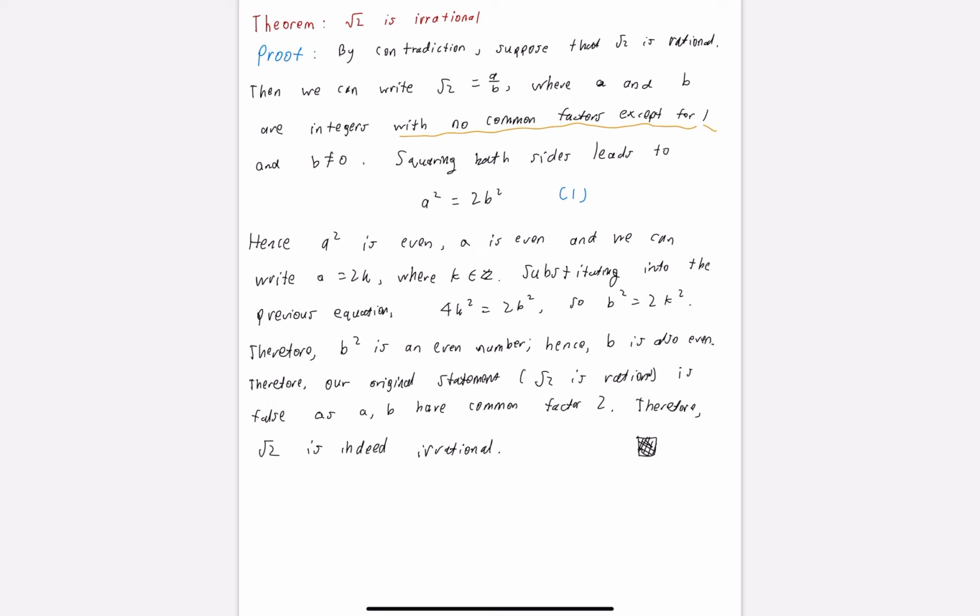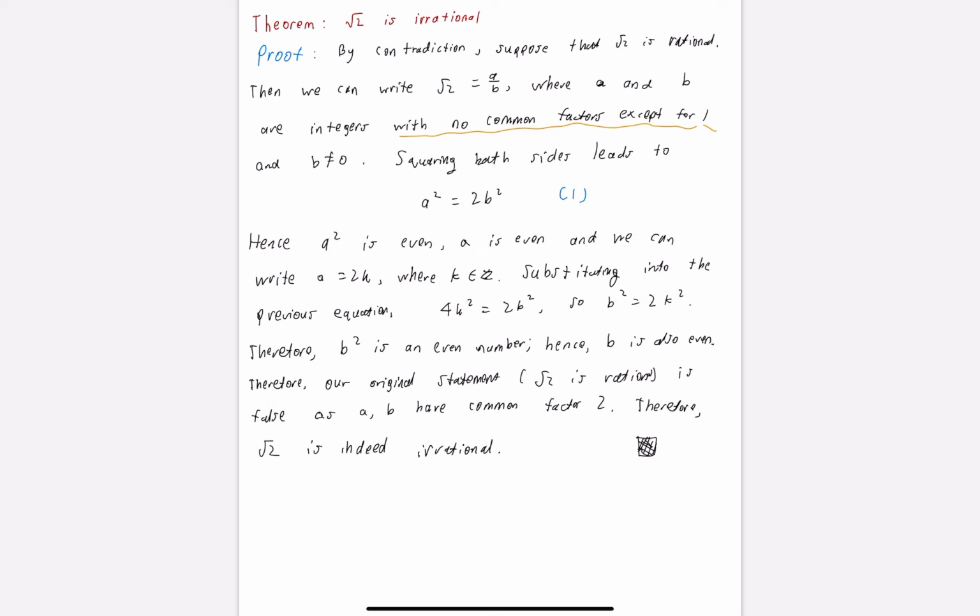Then we square both sides to obtain this algebraic identity here. And then we deduce that a squared is even, and as a squared is even, a is also even, and we can rewrite a as an even number. By definition, a is equal to 2k. Then we substitute that equation back into equation 1, because that seems like the only appropriate and really viable option here, to get that 4k squared is equal to 2b squared, so that b squared is equal to 2k squared. So again, b squared is an even number, so b is also even.